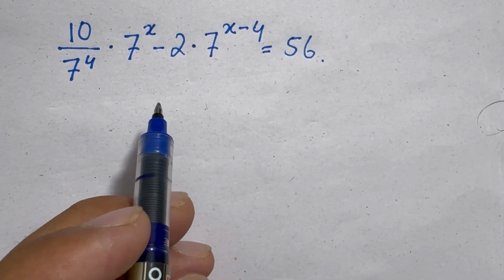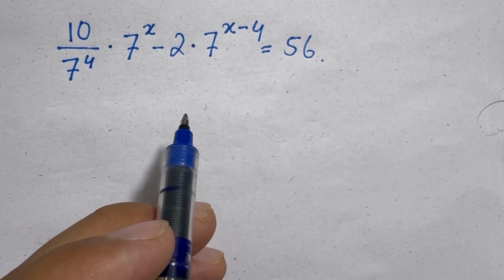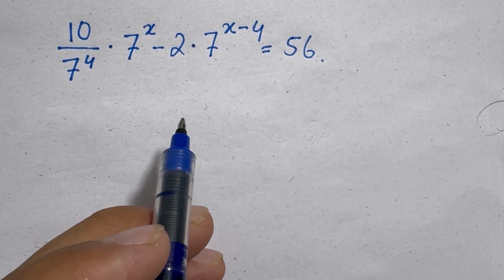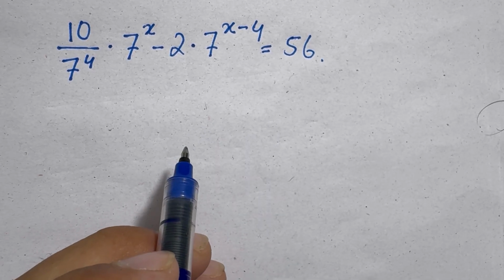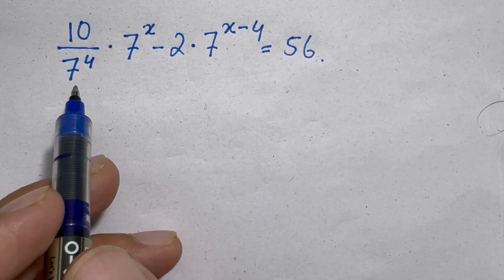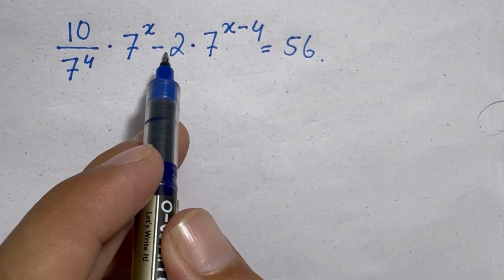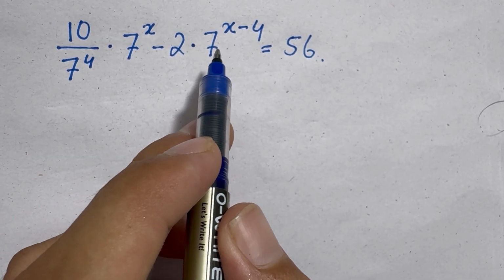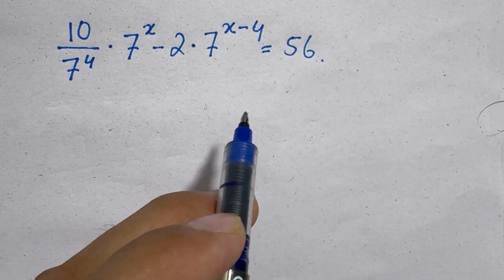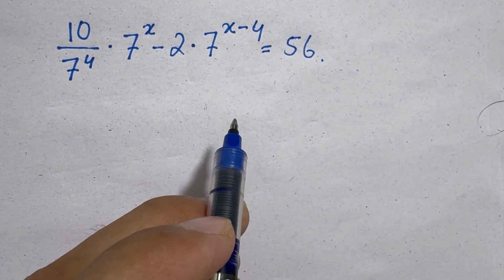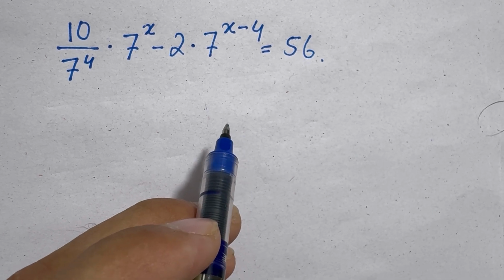So what if I told you that one small equation hides the value of x in such a simple way, but 95% of students miss it? Today we are solving this tricky Olympiad style question: 10 divided by 7 power 4 multiplied by 7 power x, minus negative 2 multiplied by 7 power x minus 4, equal to 56. So don't blink, because the answer will happen faster than you expect.